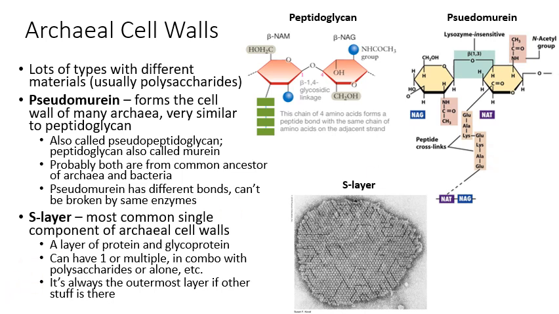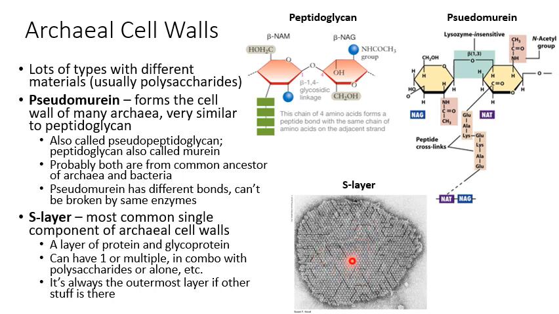Another common thing to see in the cell walls for archaea is the S layer. The S layer includes protein and glycoprotein. Glycoprotein is just a protein that has some sugar attached to it. And here you have an image of an S layer. So you have these different protein subunits in it, and then some of them would be glycoproteins, so they have sugar attached to them. Different archaea will have different arrangements of their S layer.